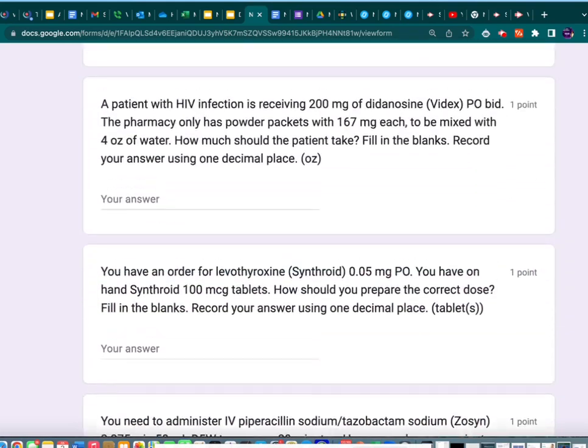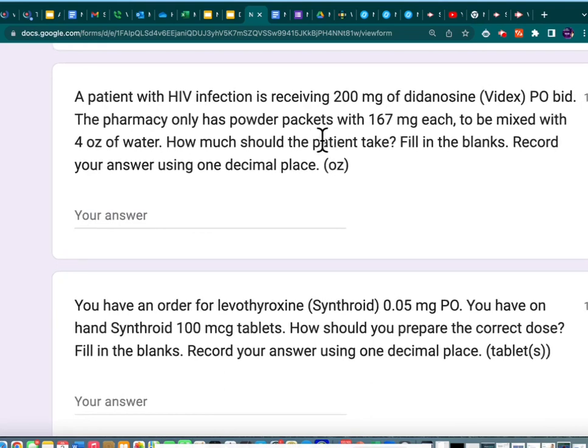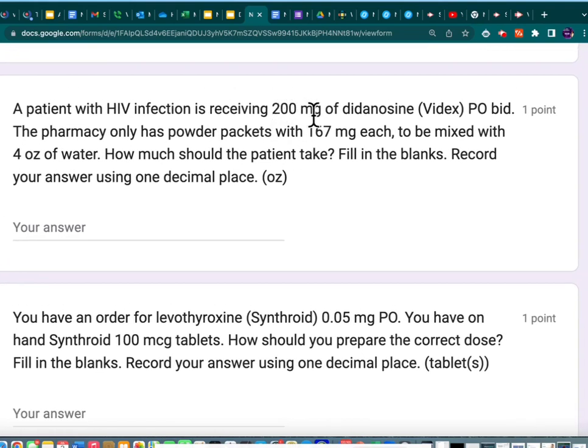All right, so let's start here with this fun one. A patient with HIV infection is receiving 200 milligrams of didanosine, or Videx, PO BID. The pharmacy only has powder packets with 167 milligrams each to be mixed with 4 ounces of water. So, how much should the patient take? Fill in the blank and record your answer using one decimal place.